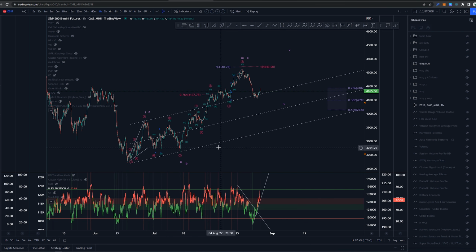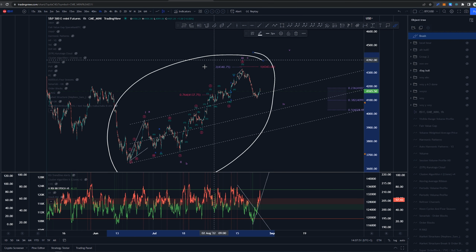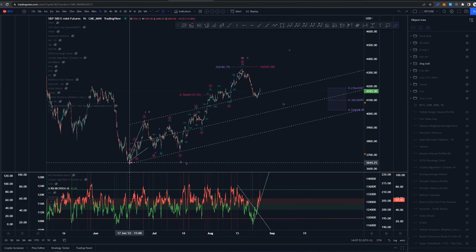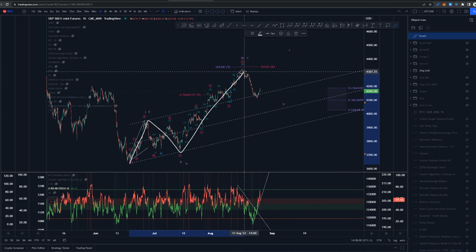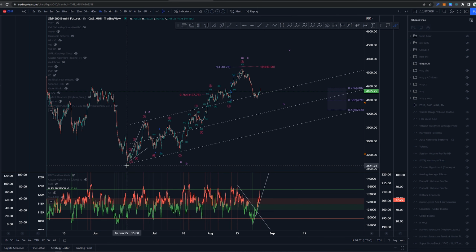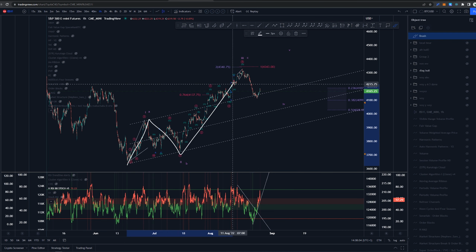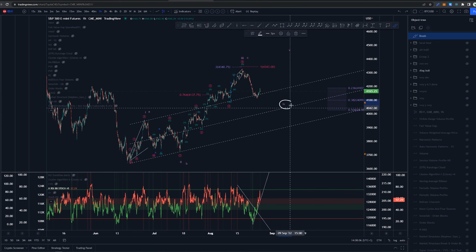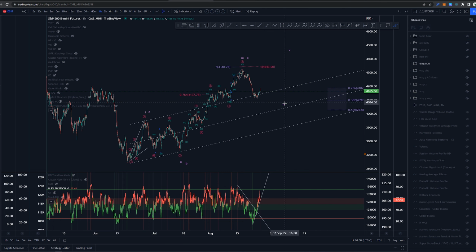Starting here on higher time frame and looking at this structure from the lows of around the 18th of June. Since then, we have bullish and bearish counts in which both include this same structure here. On the bullish side, we would be looking at this as a 1, 2, 3, and then looking for this wave 4 and then 5 upwards.